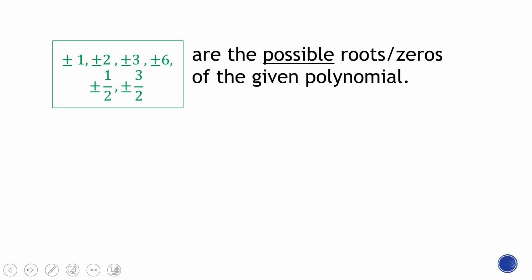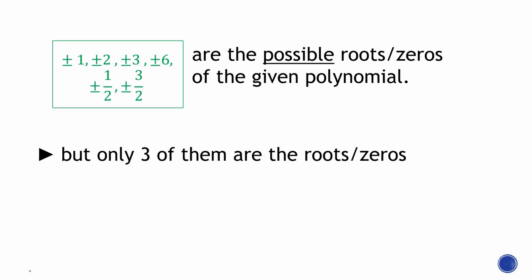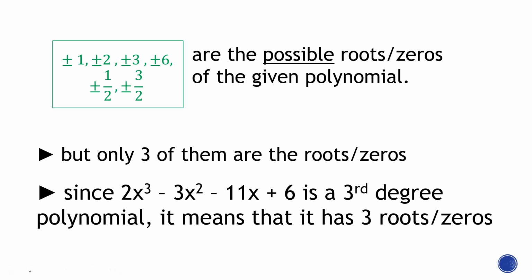So these are the possible roots or zeros of the given polynomial. These are the things you need to remember also. But only 3 of them are the actual rational roots or zeros. Why is that? Because we are dealing with a cubic function. This gives us an idea of the number of roots that a function has. If it's x, that means there's only one value of x. If you see that it's a cubic function, that means there are 3 possible zeros. Maybe 3 of them are rational numbers.